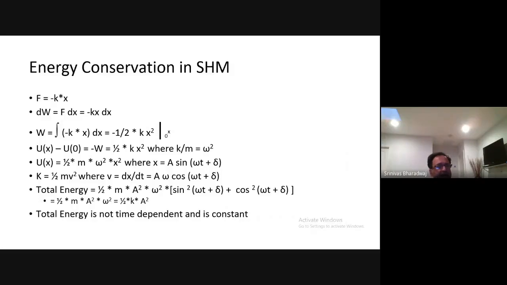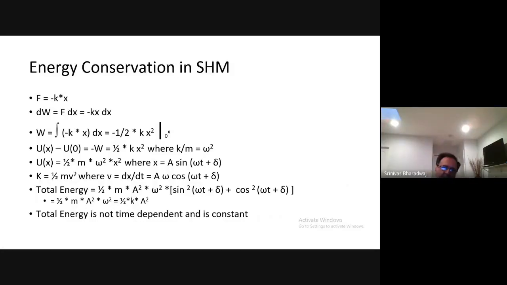Coulomb's law, right? Charges in a force field, two charges in a field, conserving field. 1 by 4 pi epsilon naught, q1 q2 by r squared, conserving field. Right? So, in such fields, what is the total energy? The total energy continues to be always half k a square or half m omega square a square.